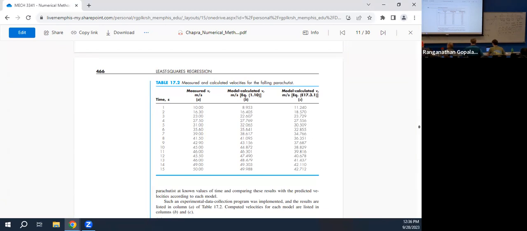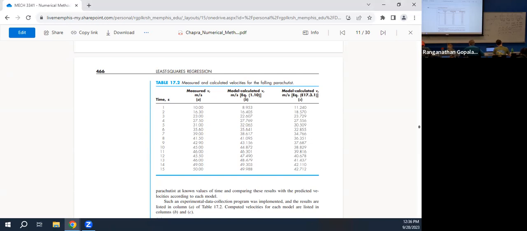Also section 17.2, which is quadratic regression or polynomial regression. I want you to go through it by yourself. It's the same derivation, except instead of two equations in two unknowns, it's going to be 3 equations in 3 unknowns. So I want you to go through the derivation so that I can skip it and go directly to problem solving. Read up section 17.2 before coming to class next Tuesday.